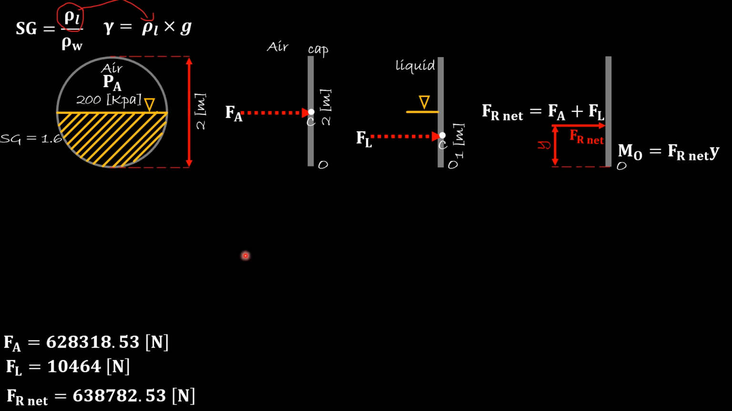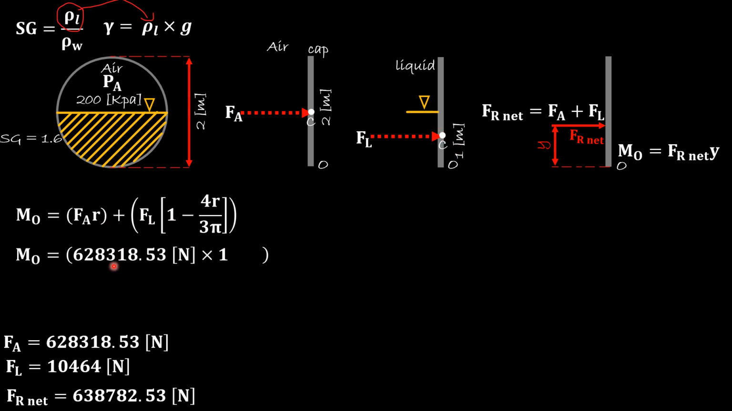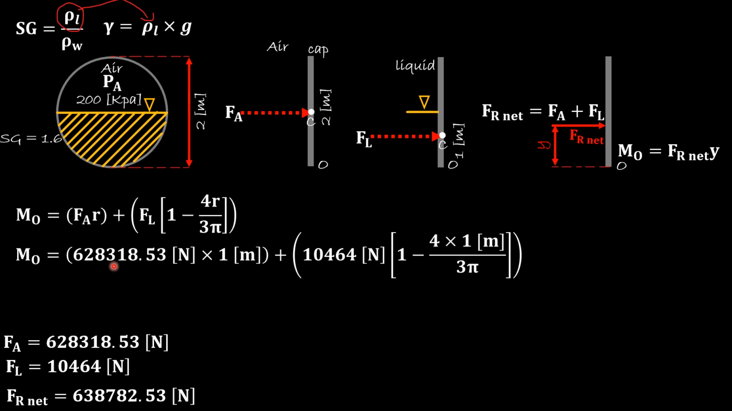Now let's use the moments to find the Y value. So the moment of the air force times the radius, and the moment of F liquid will be 1 minus Y sub C, and that's what we have in here. We plug in the values that we have, and it will give us that the moment is 634,341.47 Newton times meter. So now let's use this value in here and equal it to the FR net that we found to solve for Y.